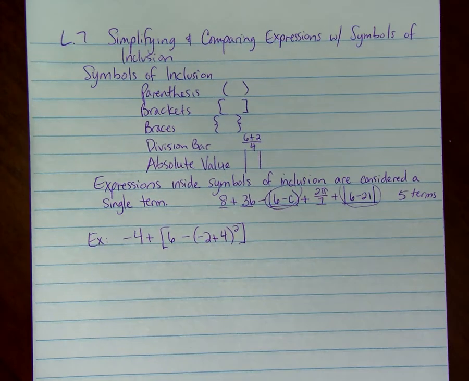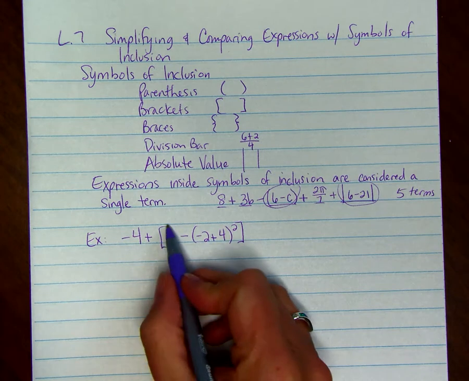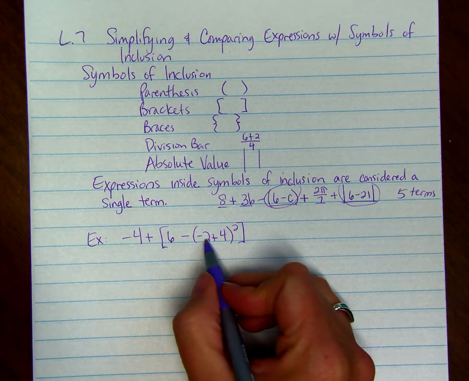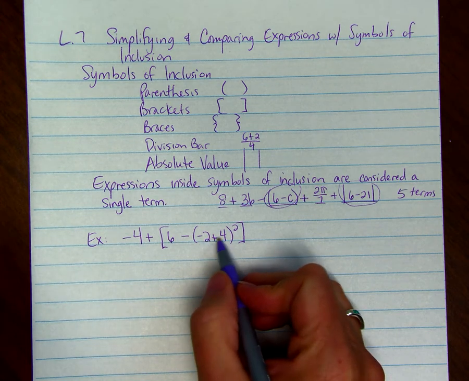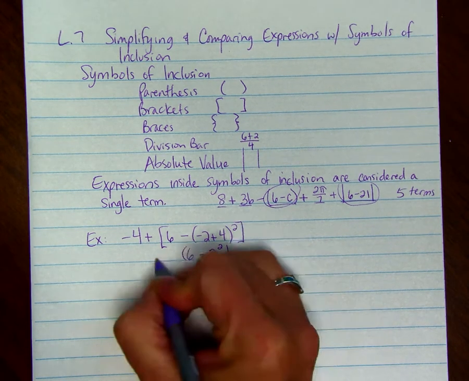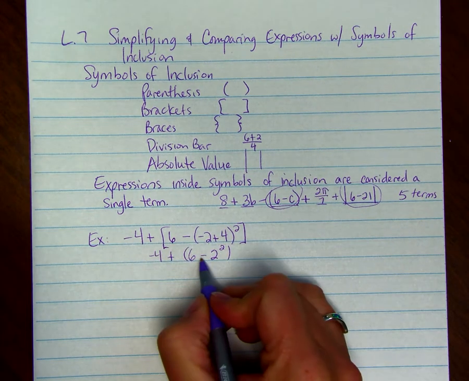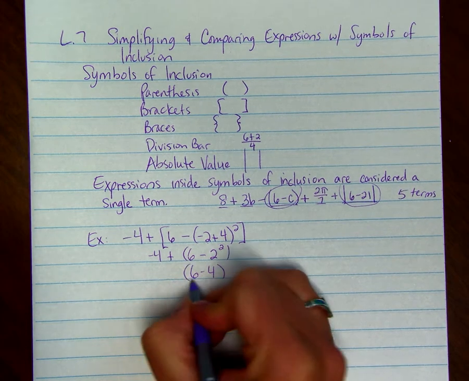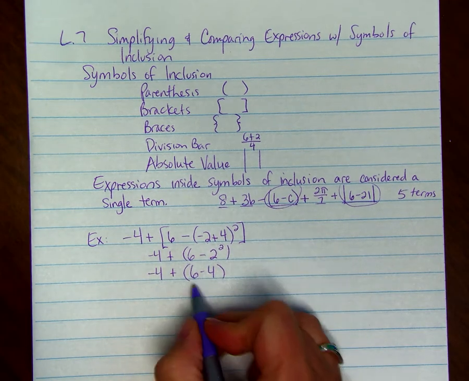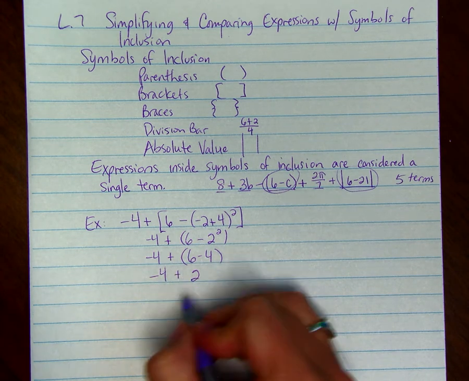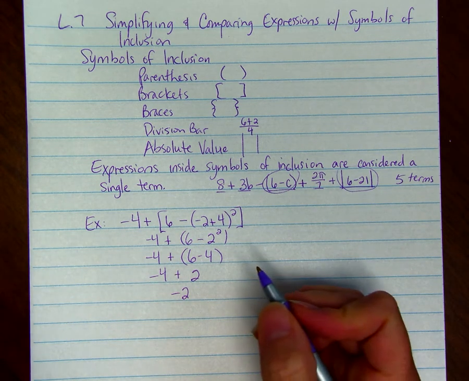So here's the first example. We want to go all the way inside the brackets, and then we have to do order of operations within the brackets. So we'll go to the parentheses first. Negative 2 plus 4 is 2. Then we're going to square the 2 and get 4. Then we do the subtraction. 6 minus 4 is 2, and negative 4 plus 2 is negative 2.